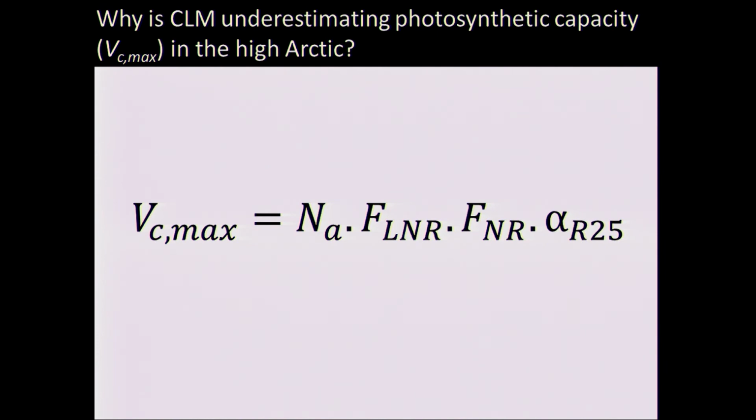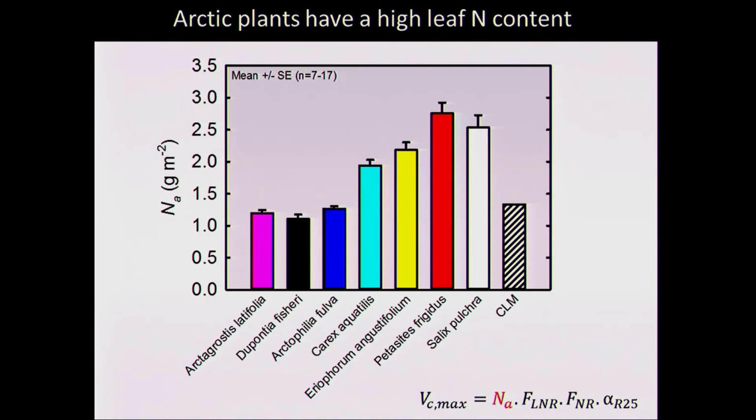So the next question I asked was, okay, we've worked out these two terms, we've got a measure for this, we can measure these two. Let's find out why CLM's underestimating VC max. So we measured leaf nitrogen content, and here's the value for CLM. So it's on target for some of these species actually, but then it's about half for some of the other ones. So that, on average, they're underestimating leaf nitrogen.